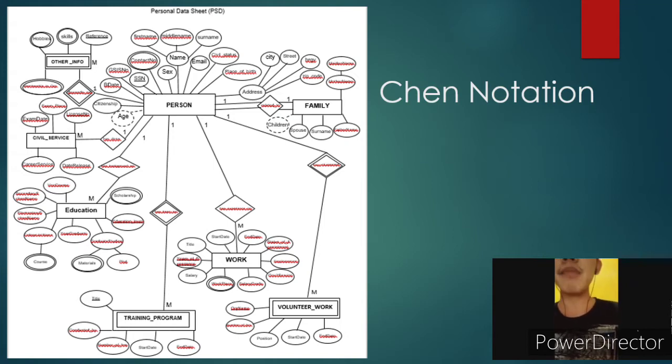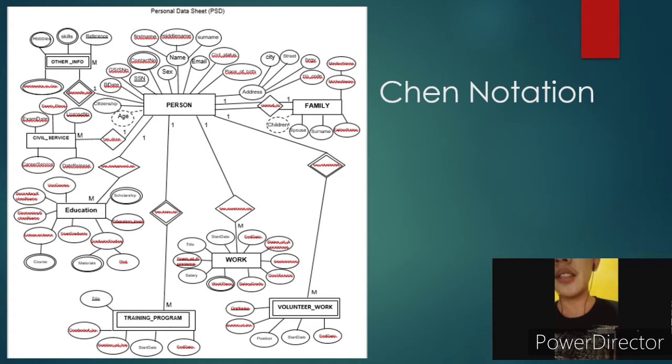Next is the training program entity. It has a strong relationship has been on and cardinality 1 to many, and a key attribute title, an attribute conducted by, number of hours, start date, and end date.